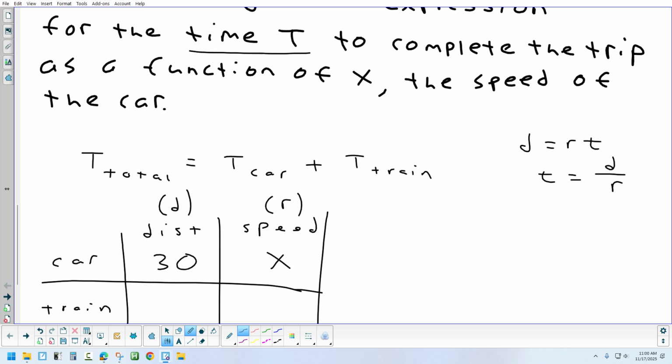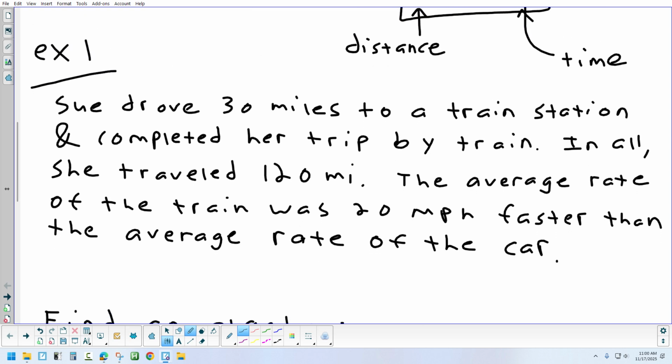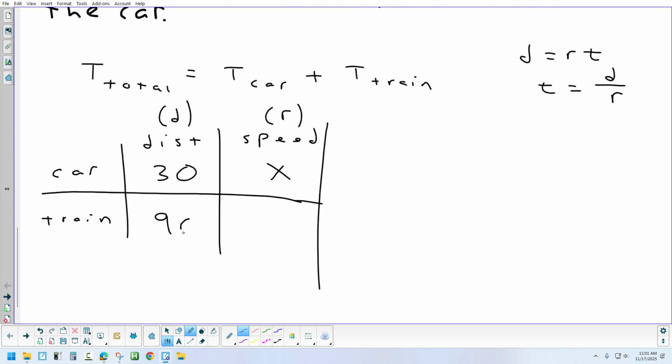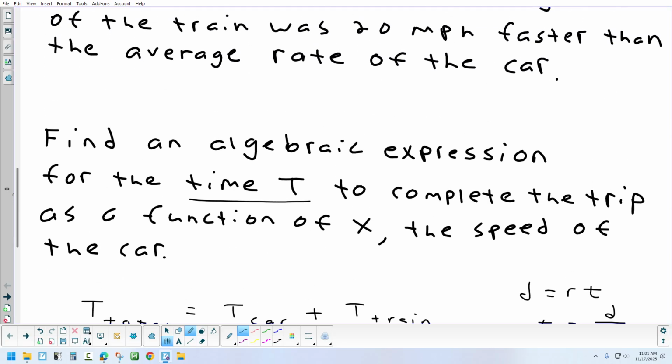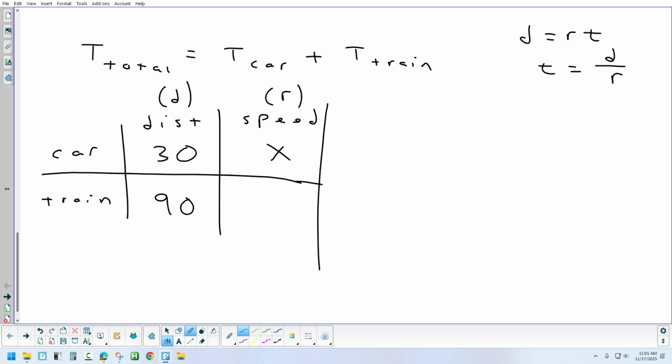Let's go to the train. Do we know how many miles she traveled by train? Technically, yes. How many? 90. 90, because she did a total trip of 120. 30 of it was by car, so the remainder of the trip was 90. And how could we represent the speed of the train? X plus 20. Right, we don't know what it is exactly, but we do know it's 20 faster than the car. All right, so now let's fill in that information to see if we can find the total time for this trip.